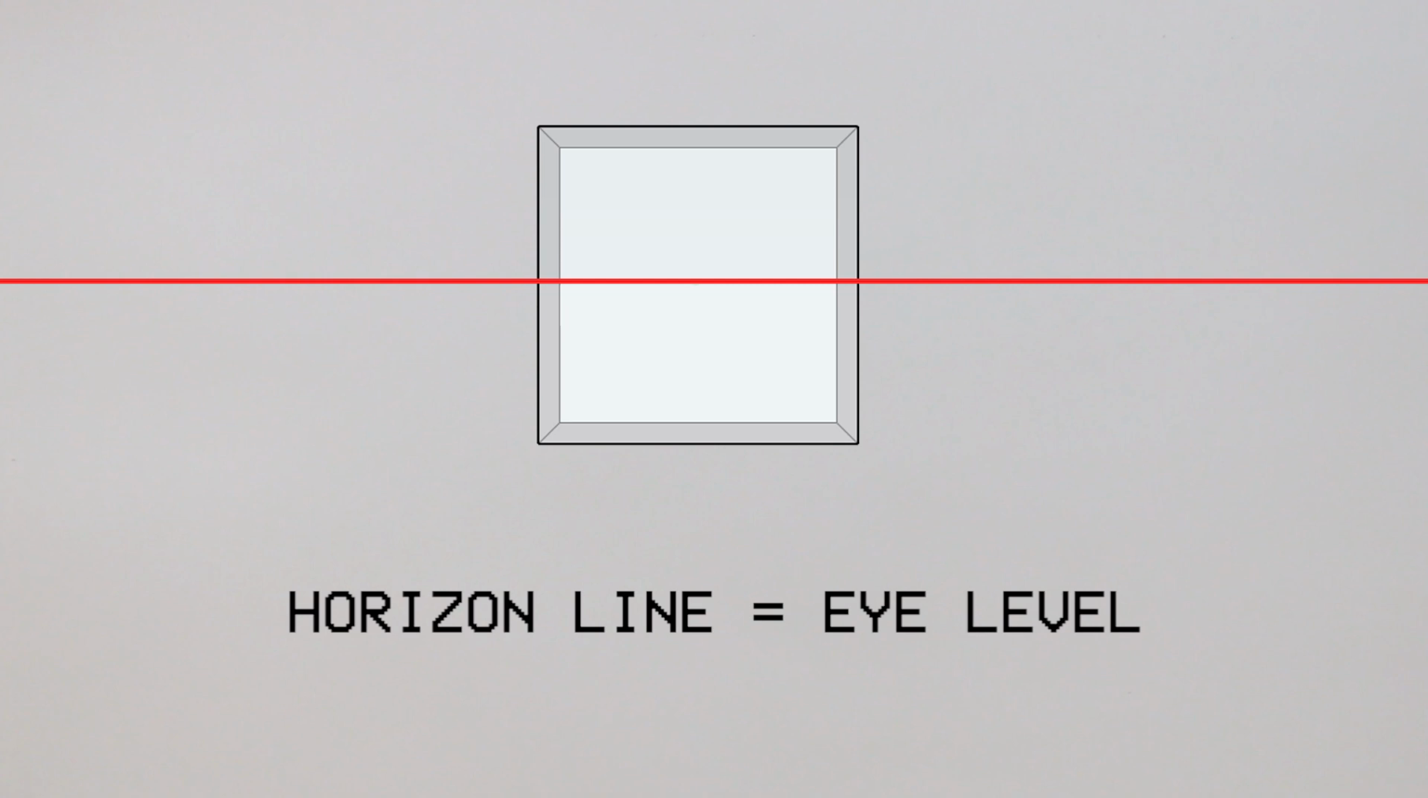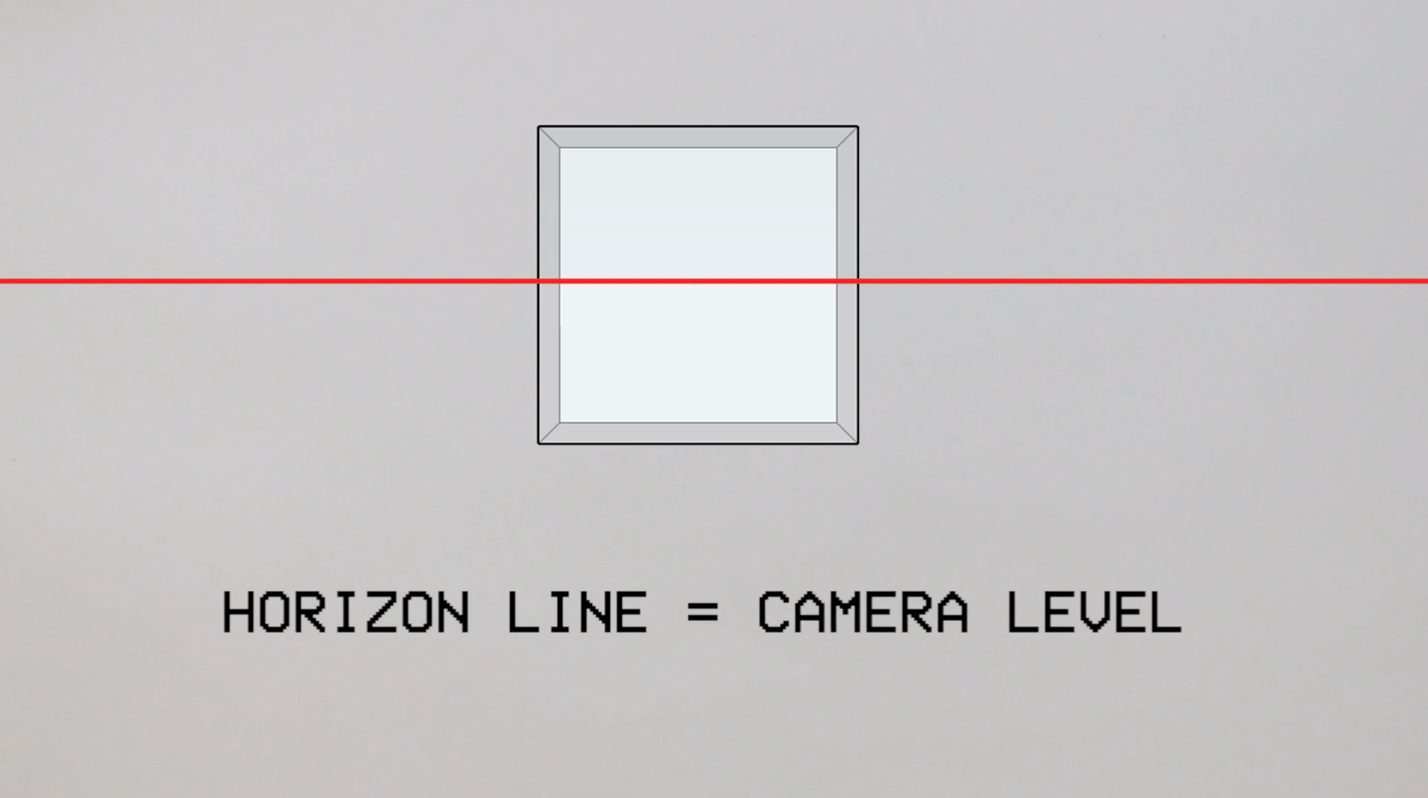And you might be wondering how I know this. Well, I know this because the horizon line is also our eye level, which in this case can also be referred to as the camera level.